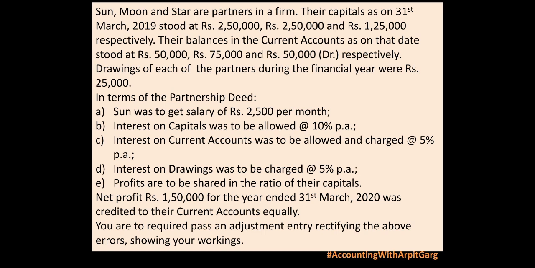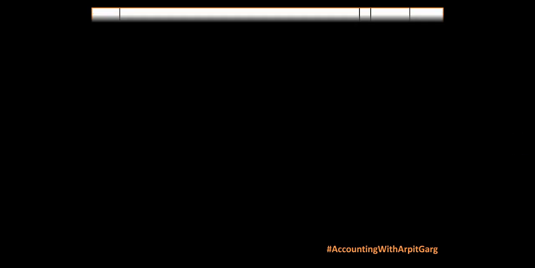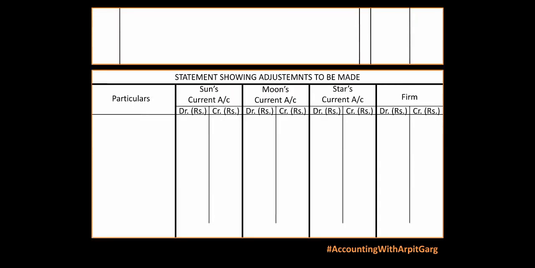Okay, let's begin. As we need to pass a single entry, make a small format of a journal entry and a table like this. Done.